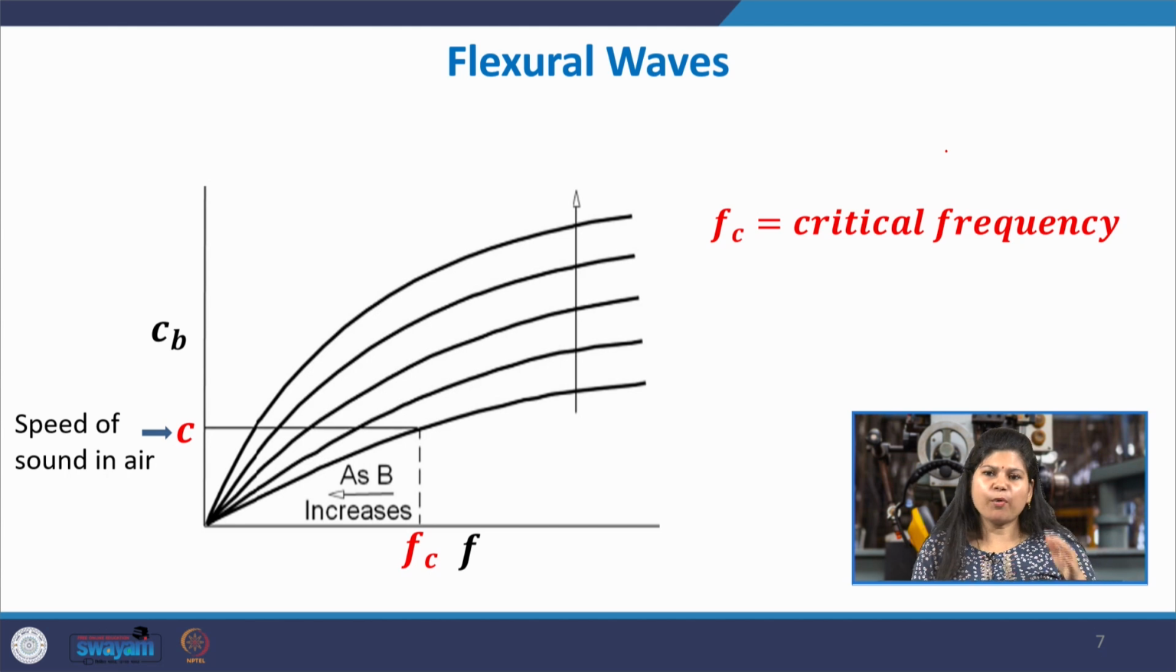So, there would be a point when at a certain frequency the CB, which is the bending wave speed in a flat plate, becomes equal to the speed of sound in the surrounding medium, which in most of the cases is air. When CB becomes equal to the speed of sound in the surrounding medium, that particular frequency we call the critical frequency.